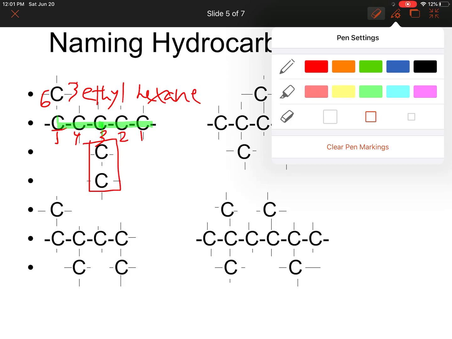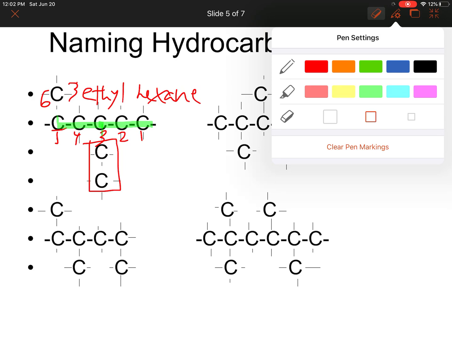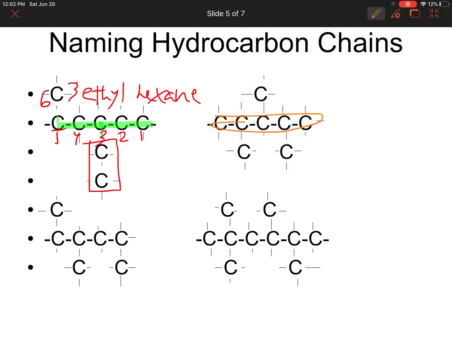Okay, let's keep going here. Remember, hit pause if you want to try each one yourself, okay? Longest carbon chain can be 5 like this, be 5 like this, or 5 across. Whatever you want to do. I'm going to do 5 across here, okay? Let's do 5 across. 5 across is pent. Single bonds, pentane.